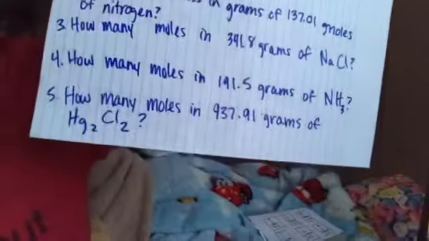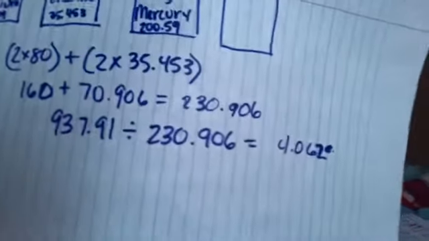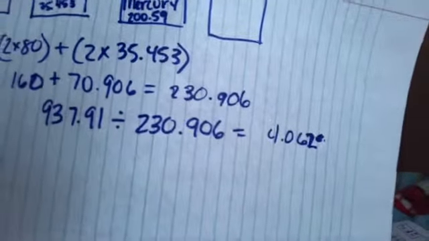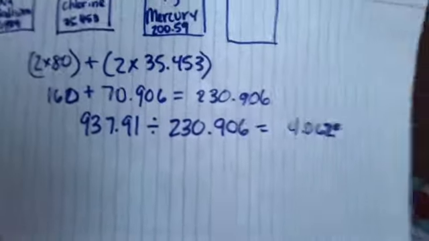So, like the question stated, we need moles in 931.91 grams. So we take 931.91 divided by the answer that we got, then we get 1.974 as moles. Now we will be calculating moles from given moles.